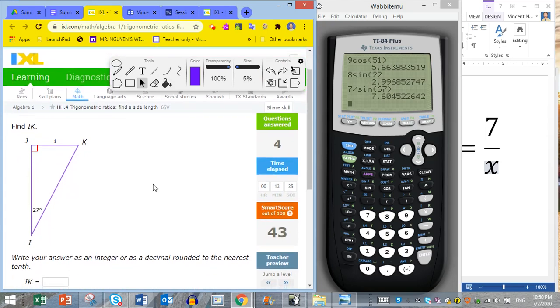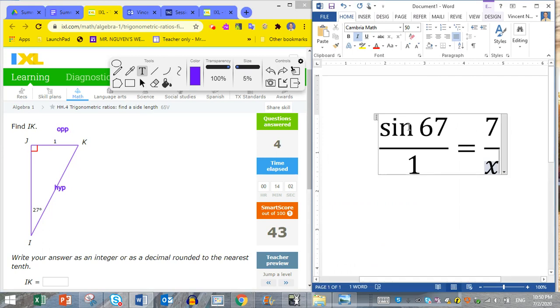All right, let's look at this one. Let's see what we're looking for. IK. We are looking for hypotenuse again. Since I'm going to do that problem one more time for you, okay? So we do have hypotenuse that we're looking for, and they're giving us 27, which is the reference angle, and right across from that is a 1. So this would be opposite, right? So opposite over hypotenuse. Again, I'm using sine, but this time it's going to be 27 degrees. So sine of 27 degrees equals opposite, which is 1, over x, okay?